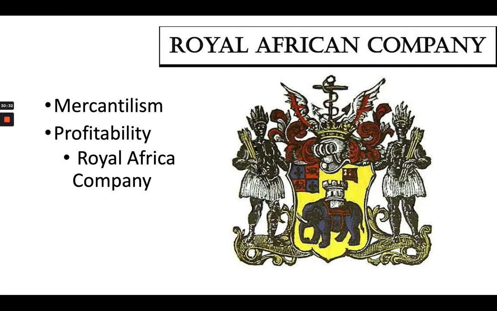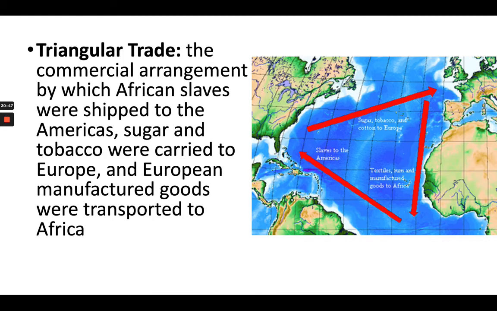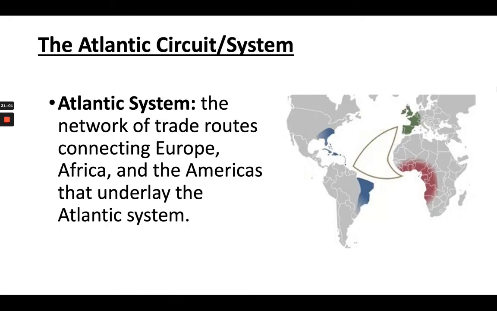We have triangle trade emerging, which is going to be the trade between Europe, Africa, and the New World. So Europe will pass along manufactured goods to Africa to get slaves. Slaves will then go to the Americas. The goods produced by the slaves will then go to Europe, and the cycle continues.